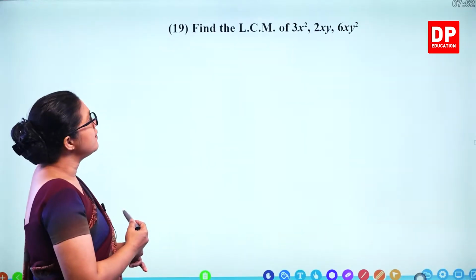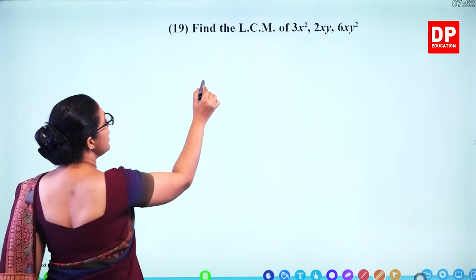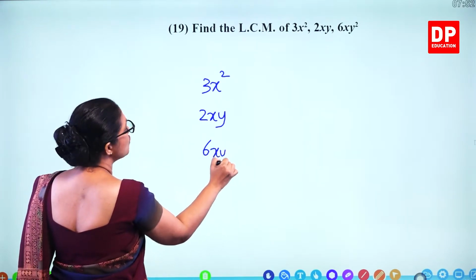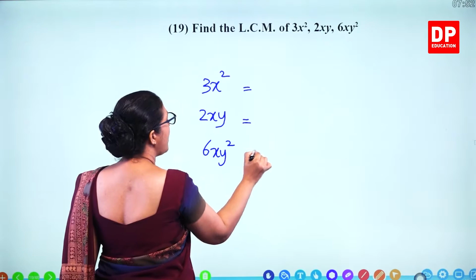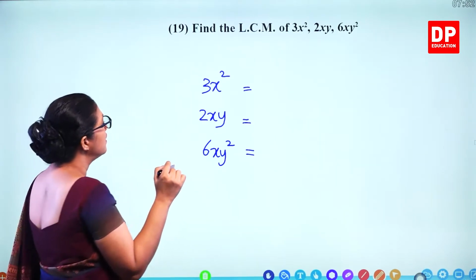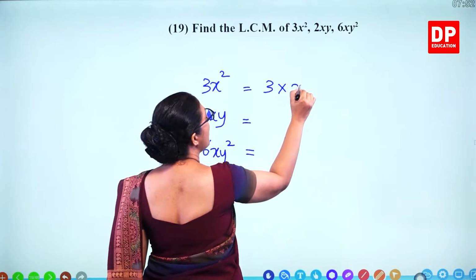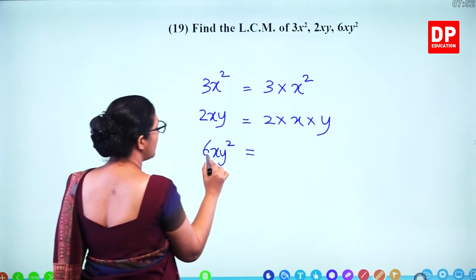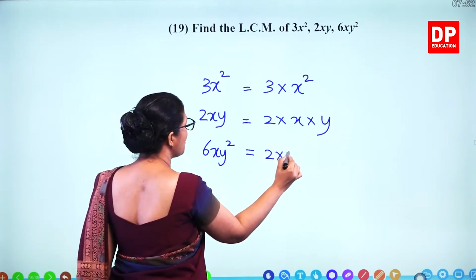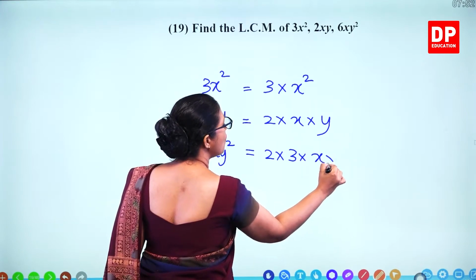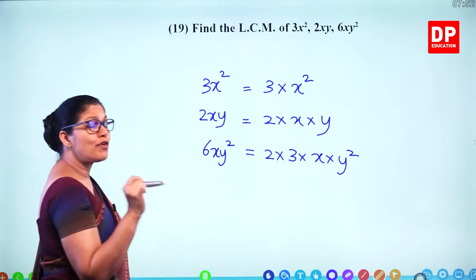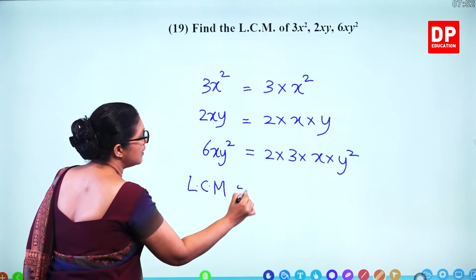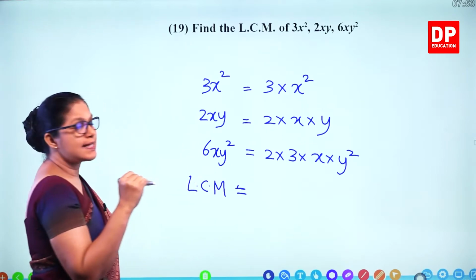Question number 19. Find the lowest common multiple of 3x squared, 2xy, 6xy squared. So what you do, first you can write down factors. 3 into x squared, 2 into x into y. Here you can write 6 as 2 times 3, x into y squared. Now how do you find the lowest common multiple? We take the highest power of all distinct factors.